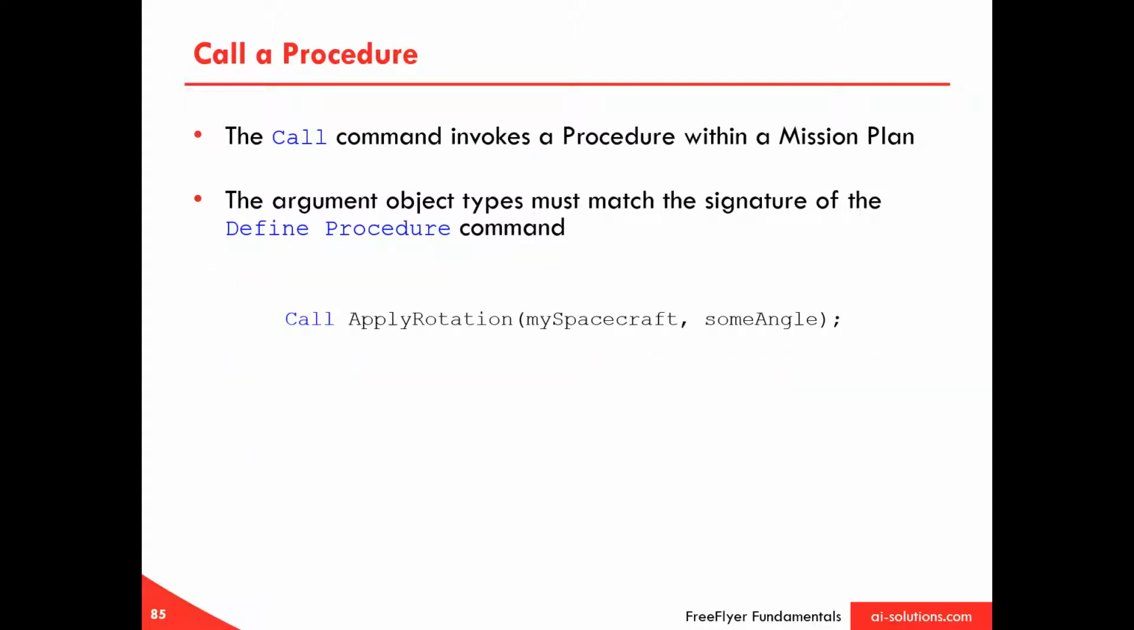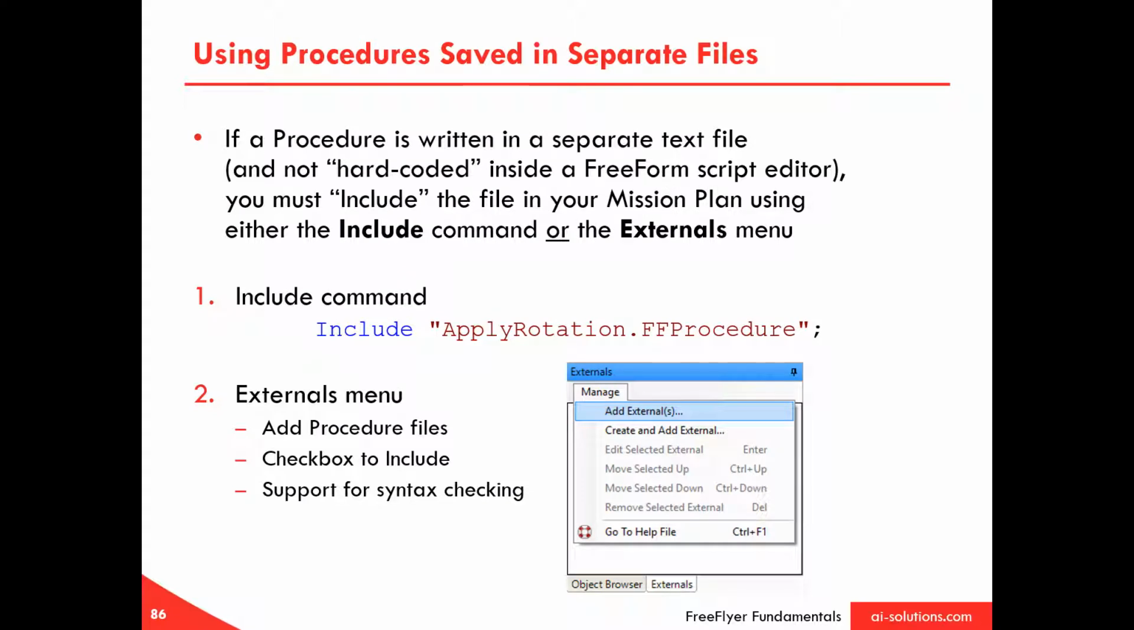Once you've defined a procedure, you use the call command to invoke the procedure from anywhere within your mission plan. In this example, you can see that we're calling the apply rotation procedure and we're passing in a spacecraft object and a variable containing the angle for the rotation. As I mentioned, you have the option of saving your procedures in a separate file so that you can easily share them across different mission plans.